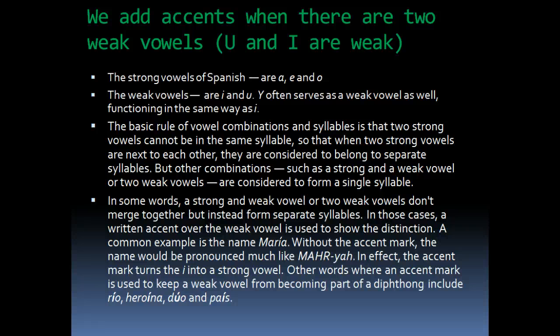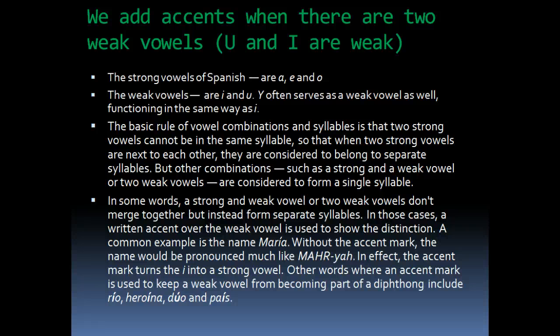The weak vowels, which are I and U, and Y often serves as a weak vowel as well, functioning in the same way as an I. The basic rule of vowel combinations in syllables is that two strong vowels cannot be in the same syllable, so that when two strong vowels are next to each other, they are considered to belong to separate syllables.